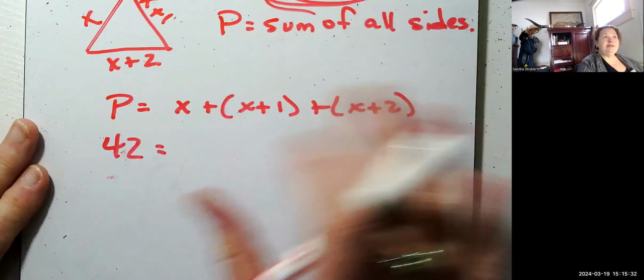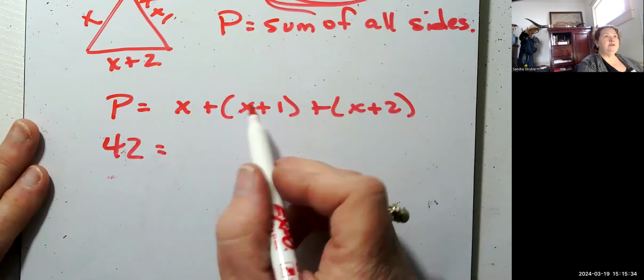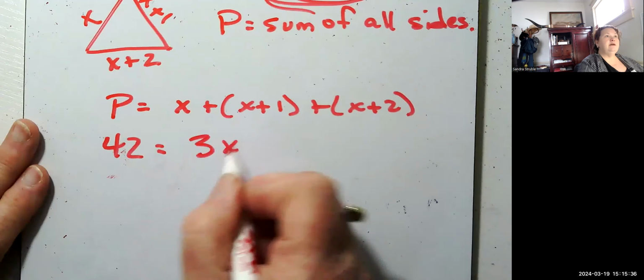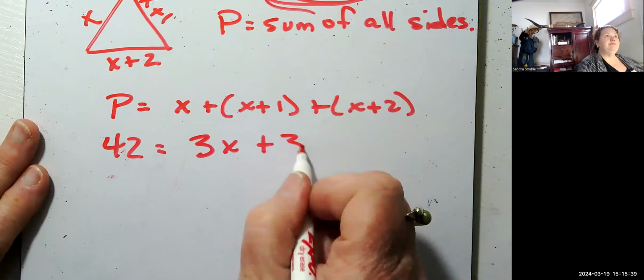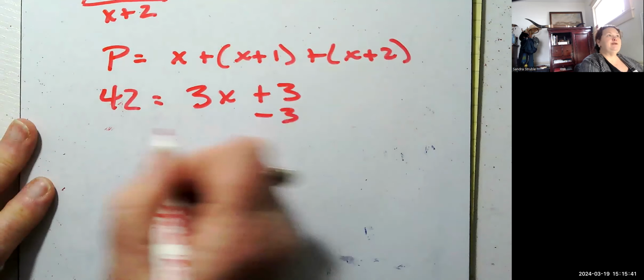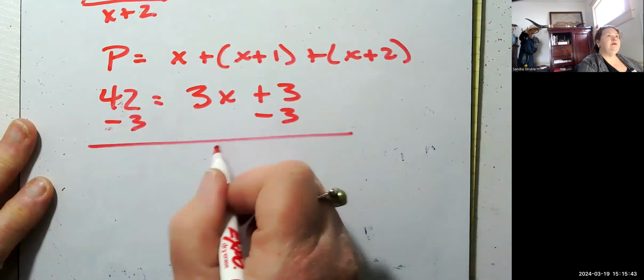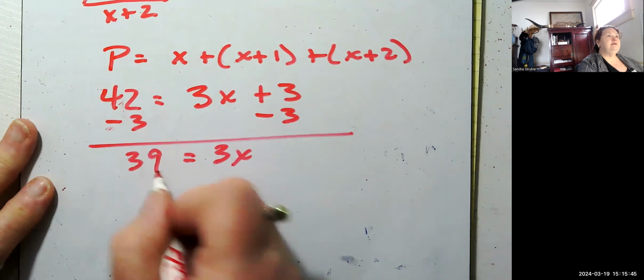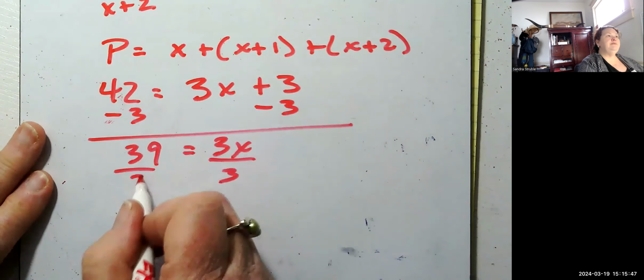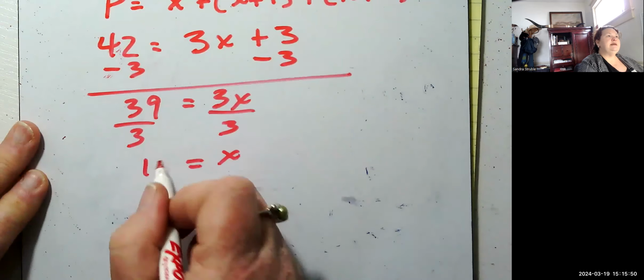And I'm going to drop the parentheses and just add like terms. 1, 2, 3 x's plus 1 plus 2 is 3. Isolating x, I'm going to subtract 3 from both sides. 3x is equal to 39. Dividing both sides by 3, x is equal to 13.